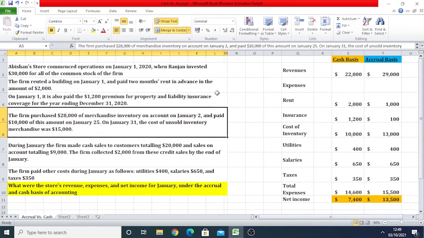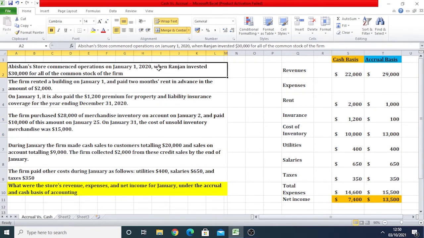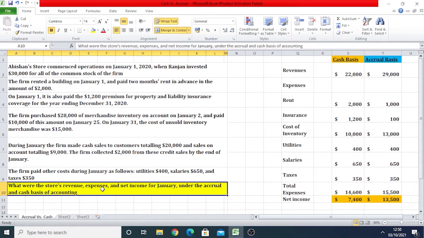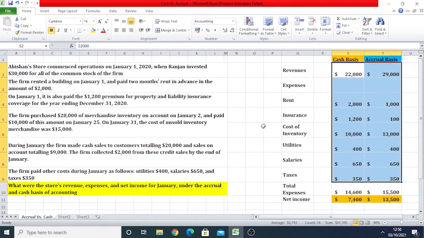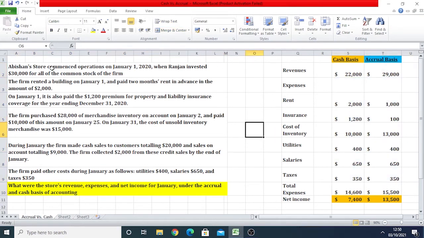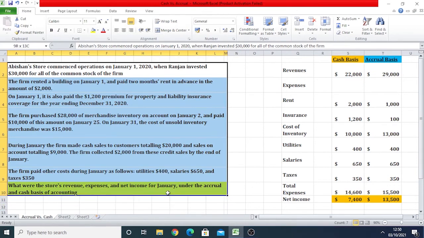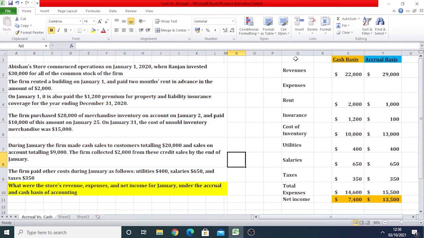In January, a business had the following transactions. We are required to calculate the store's net income for January under the accrual and cash basis of accounting. On the left hand side, a list of transactions are given. The comparison of cash basis and accrual basis income statements is presented on the right hand side.